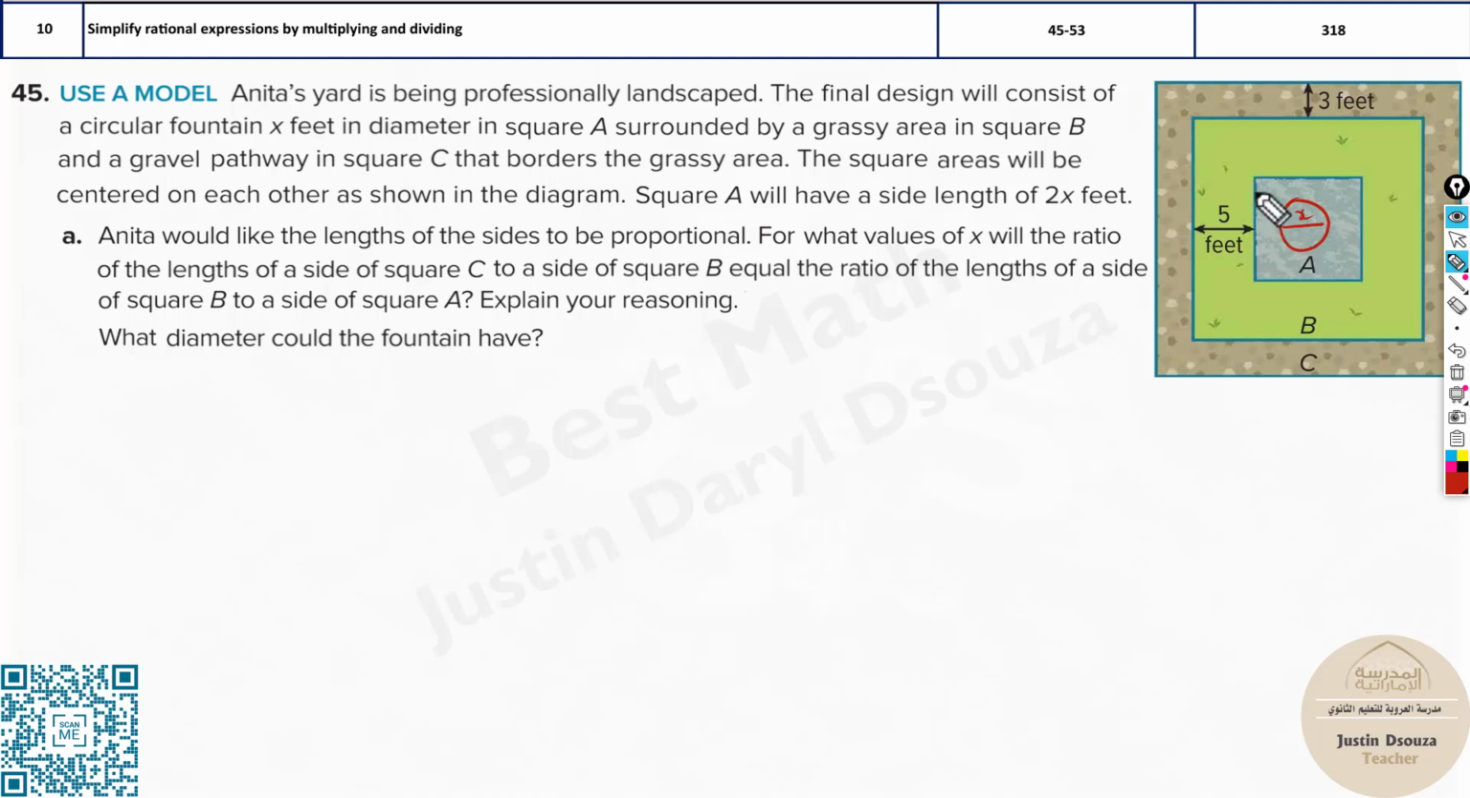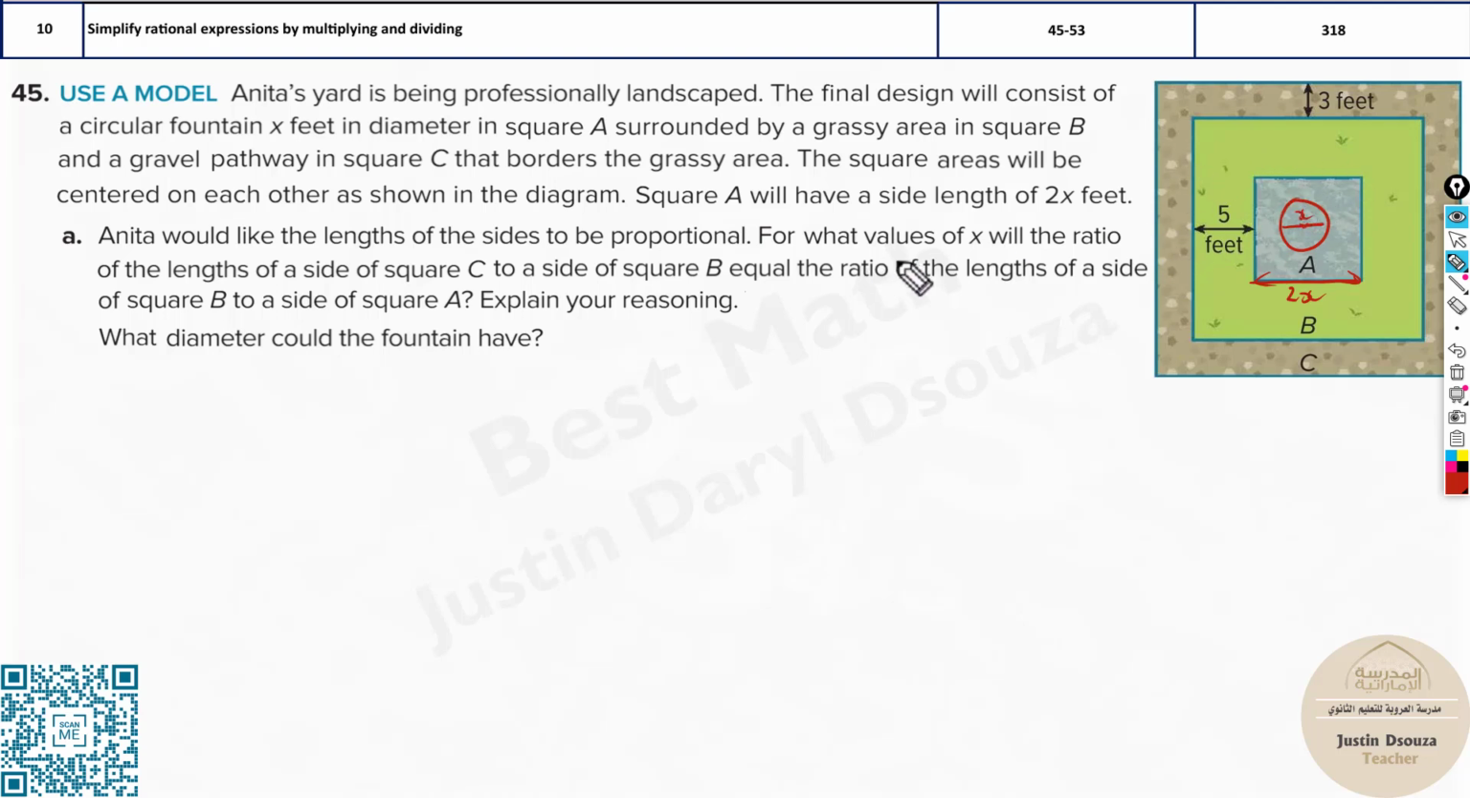They have told us the square is surrounded by a grassy area in square B. The outside grass is square B, and a gravel pathway, that's all the stone and mud, is in the square C that borders the grassy area. The square areas will be centered on each other, so the center will be the same for all the squares. As shown in the diagram, the square A will have a side length of 2x feet. Anita would like the lengths of the sides to be proportional.